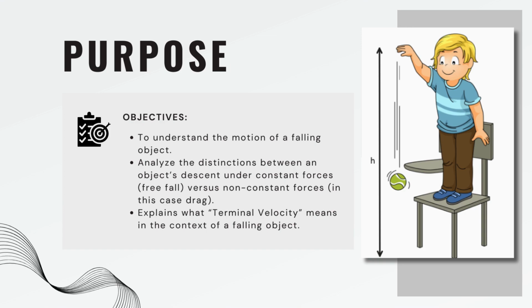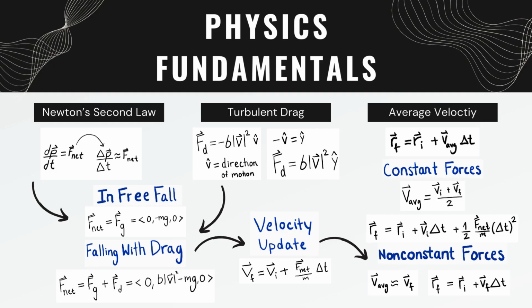The purpose of this lab is to understand the motion of a falling object, to analyze the distinctions between an object under constant forces versus non-constant forces, and to explain what terminal velocity means in the context of a falling object. First, we must discuss physics concepts that are fundamental to this phenomenon.